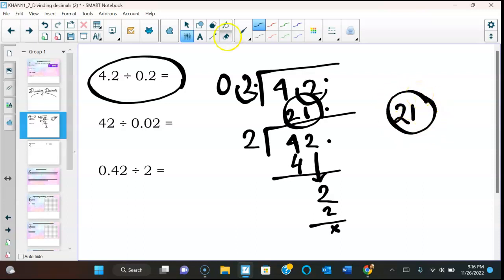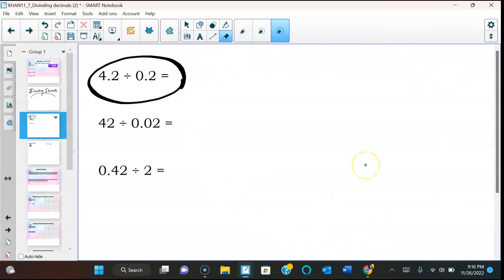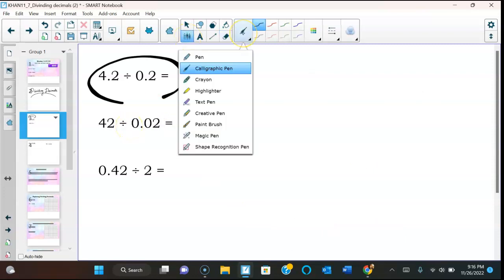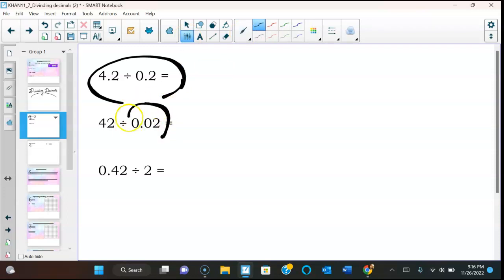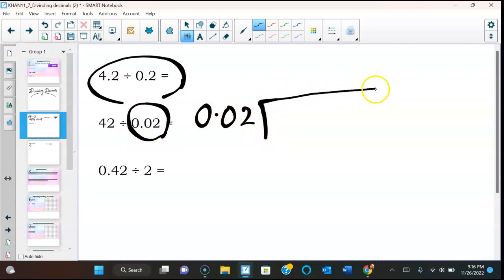Let's try the second one. The second number is always the divisor, that is 0.02, and our inside house number is 42.